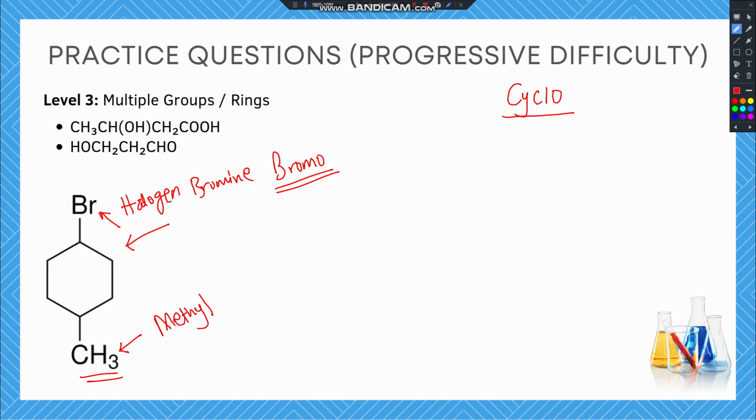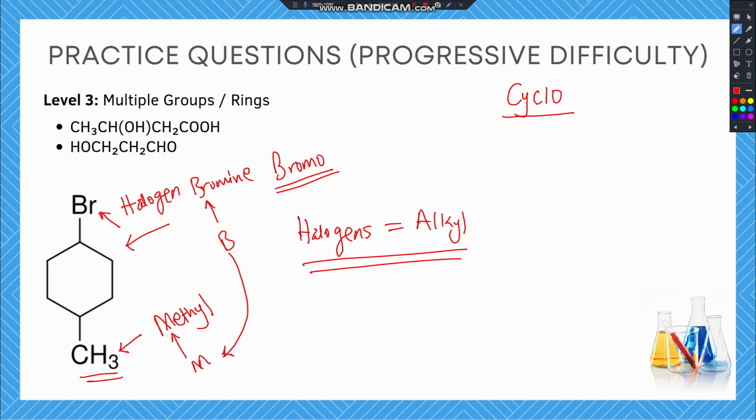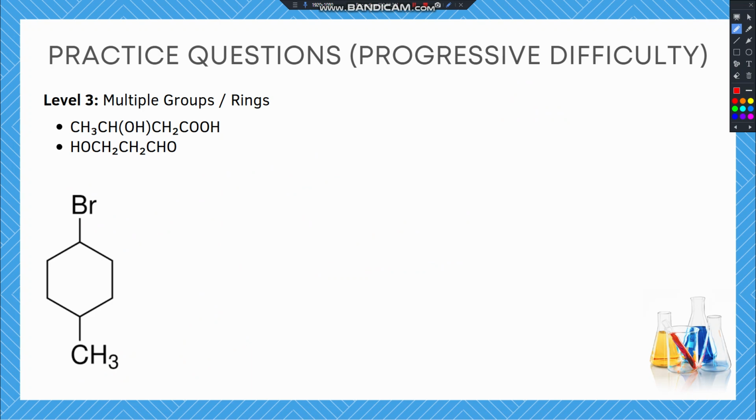Now in order of priority, halogens are actually equal to alkyl substituents. So since they are equal, to know the one that we are going to assign priority to, we simply follow the alphabetical order. Now we have bromine. Bromine starts with the letter B and methyl starts with the letter M. B comes before M, so our priority is going to be on this bromine branch. So how are we going to assign priority to it? It means we're going to start counting from the carbon atom that carries this bromine branch.